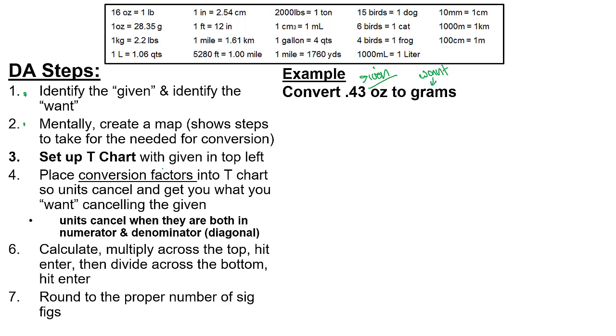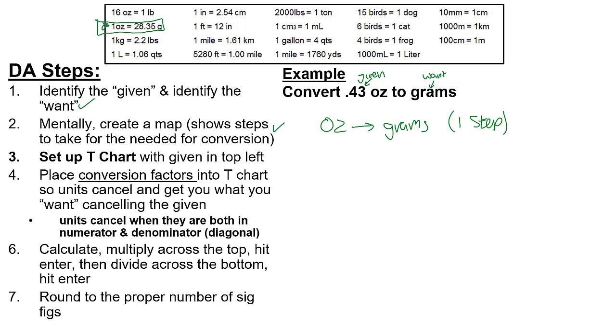Step 2 says mentally create a map that shows the steps to take for that conversion. What I'm thinking, if you were inside my head, is I'm trying to figure out, can I go directly from ounces to grams using any of these conversion factors here, or any that I actually know and have in my pocket? So the first thing I do is I find the given unit, and I see that ounces are here, and our first conversion factor that we're looking at is 1 ounce is 28.35 grams. So yes, I can go in one step from ounces to grams. Now, making a map is really a way of organization, which helps you understand what units actually have to go into the windows of your T-chart. This is a simple one, but they're going to get more complex later.